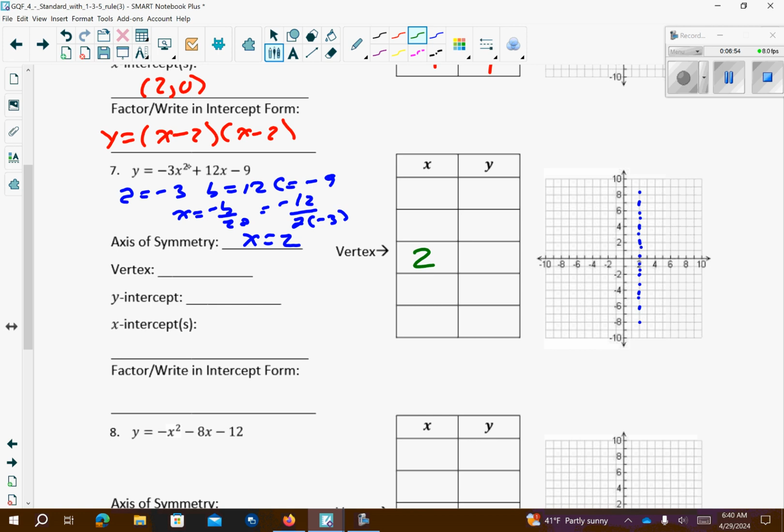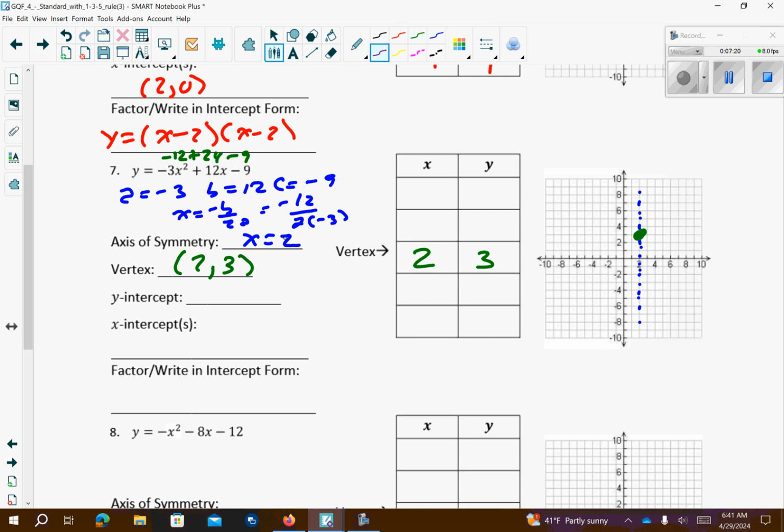2 squared is 2 times 2, which is 4, times negative 3 is negative 12, plus 24 minus 9. So negative 12 plus 24 is 12. 12 minus 9 is 3. So my vertex is at 2 comma 3, which is up here.